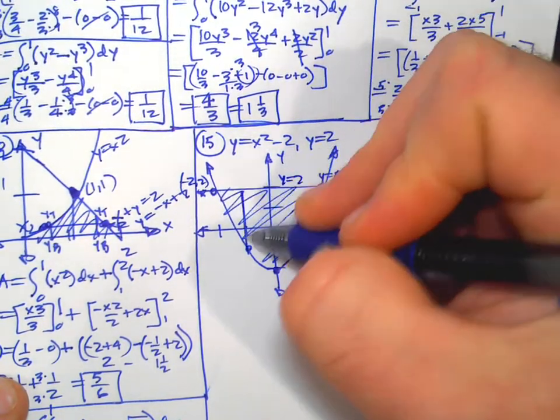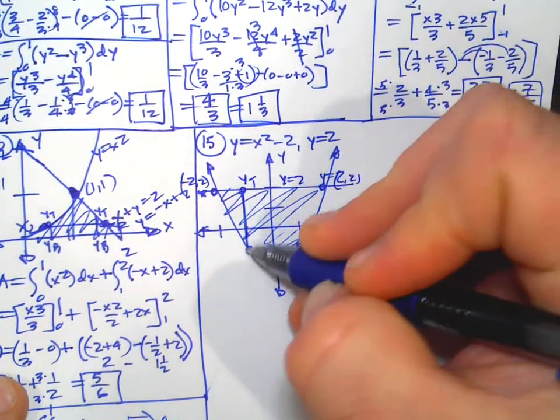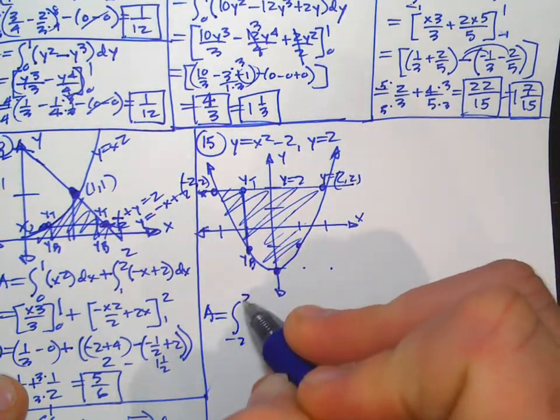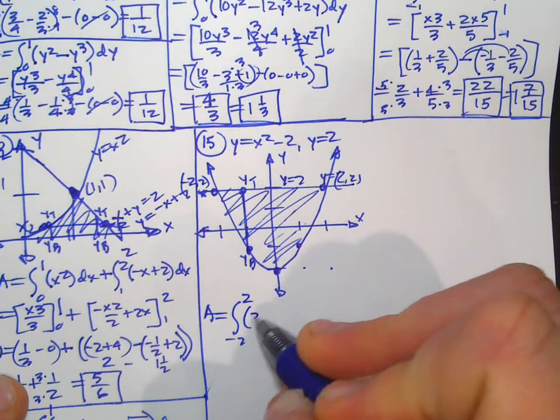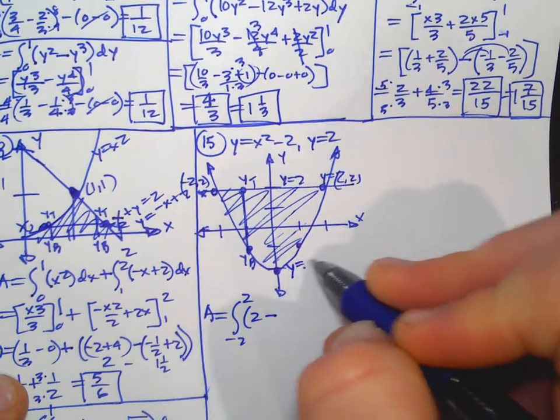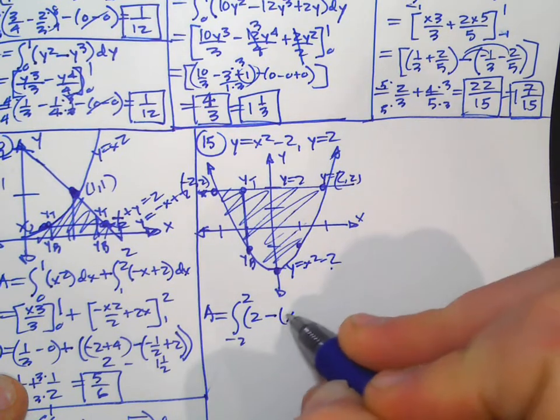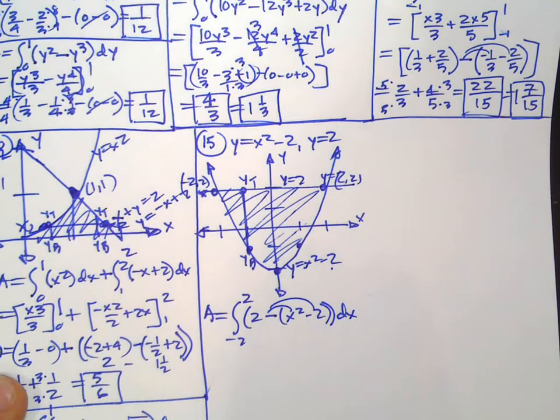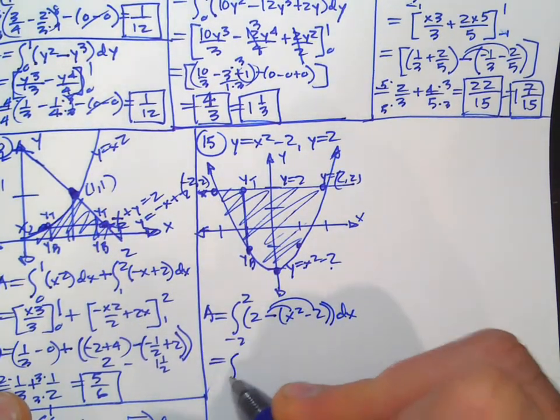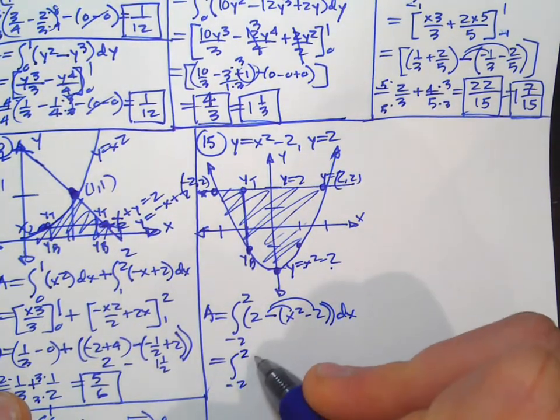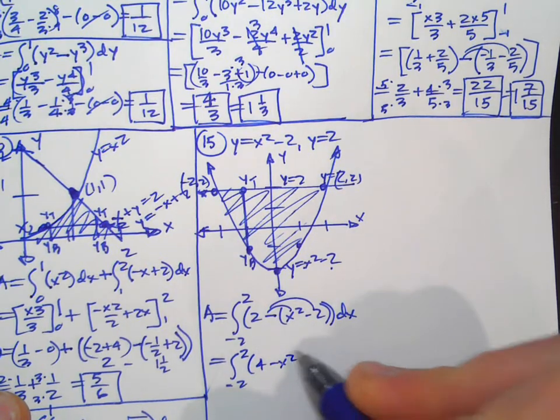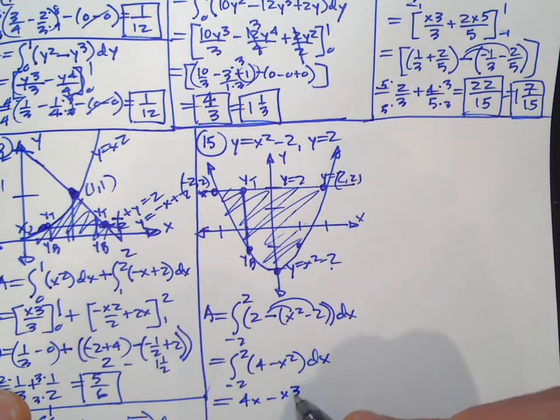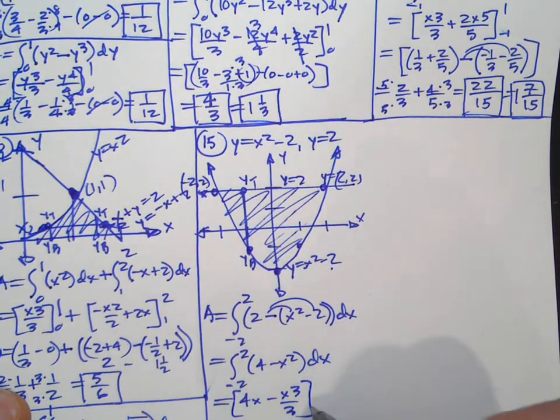Vertical slicing, I think, is the way to go here. Y top minus y bottom. So the area equals the integral from negative 2 to 2. Y top is 2. Y bottom is x squared minus 2. Make sure you distribute that subtraction. So it's going to be 4 minus x squared. So it's going to be 4x minus x to the third over 3, from negative 2 to 2.